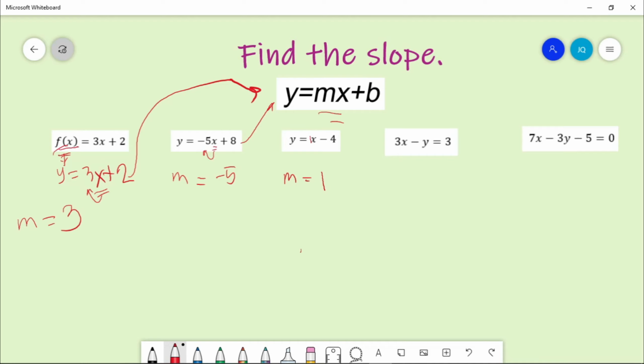Very good. Let's go to the fourth one, and that is 3x minus y is equals to 3. Does it look like the slope-intercept form? Of course not. Why? Because we have here a term 3x and minus y. So we will make sure that y will be alone on one side of the equation.